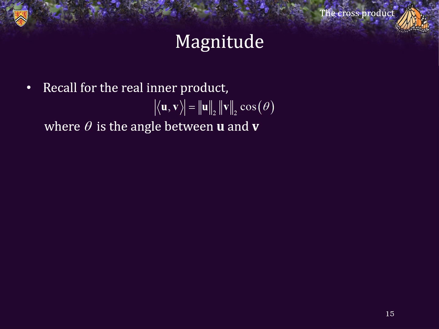Now recall that for the real inner product, the absolute value of the inner product is the product of the two norms times cos theta, where theta is the angle between u and v. Theorem. It happens that the two norm of u cross v is the product of the two norms of u and v times sine of theta, where again theta is the angle between u and v.